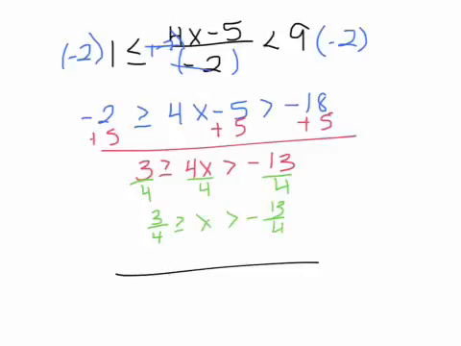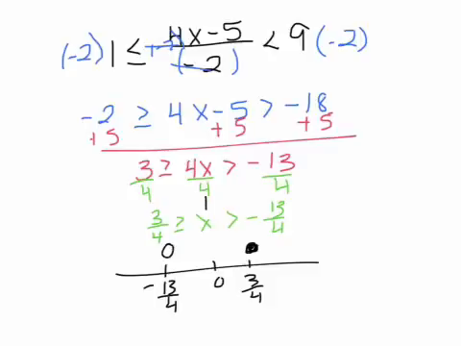So I'm going to graph this out. 3/4 would be to the right because it's positive. Negative 13/4 would be to the left. 3/4 would have a closed dot. Negative 13/4 will have an open dot.